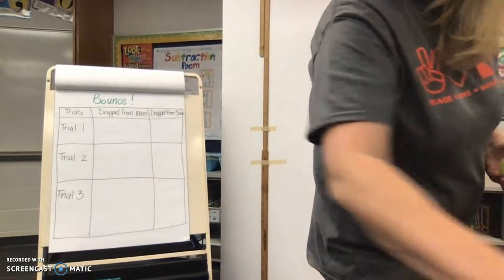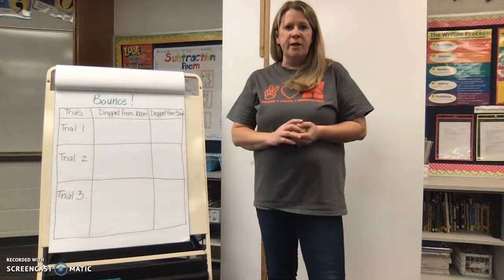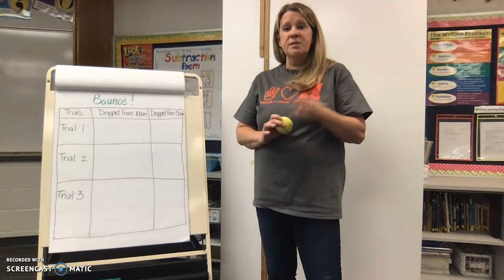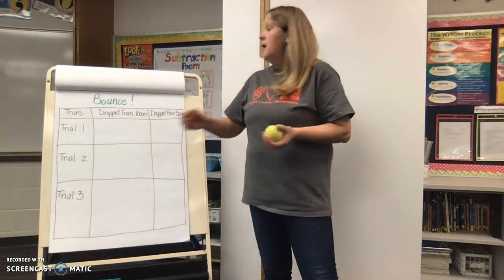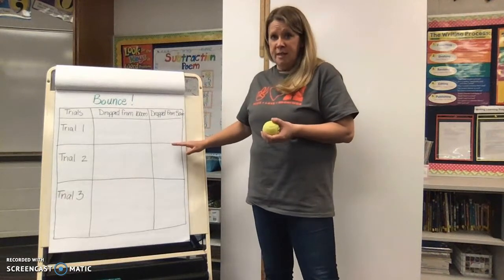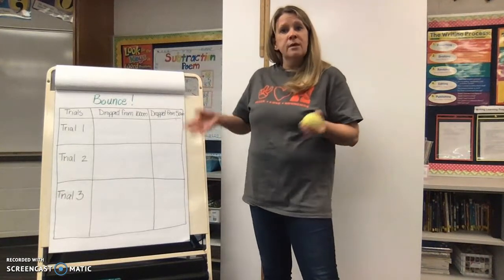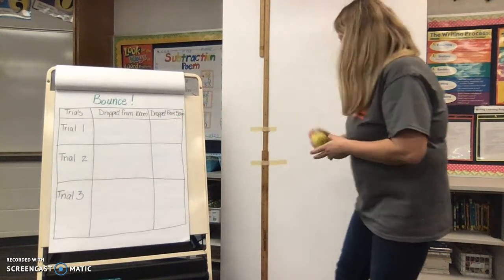In our activity, we're going to drop the ball from two different heights, and I'm going to do this 3 times. So we're going to first drop the ball from 100 centimeters and record the height of the bounce, and then we're going to drop the ball from 50 centimeters and record the height of the bounce and see what happens. So here we go.